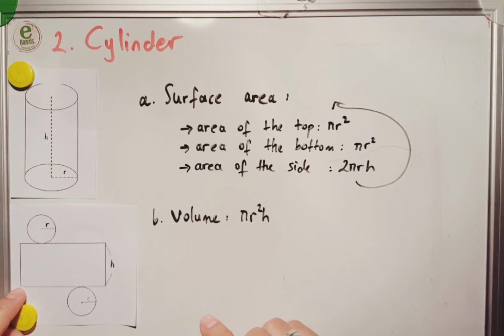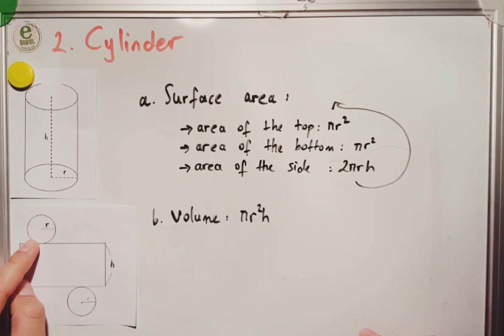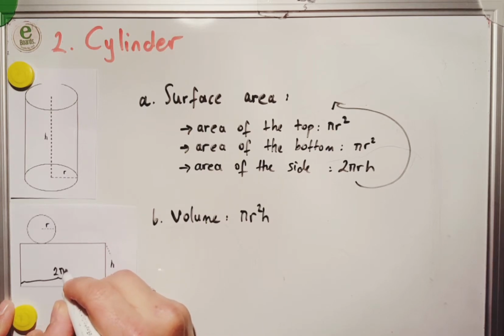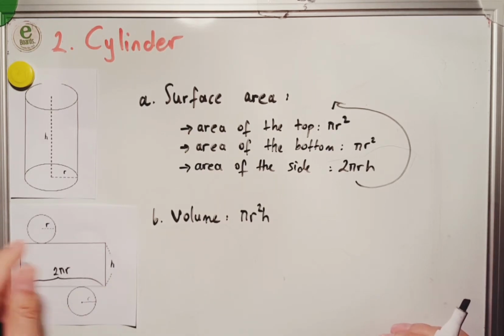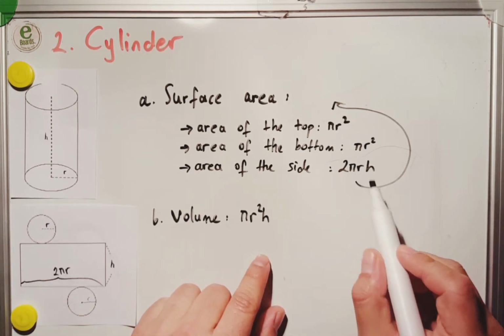So first we have to find the circumference of the circle. How can we find the circumference of the circle with given radius r? It's 2 pi r. So the length of the rectangle is 2 pi r. So to find the area of the rectangle, we will multiply length and height. So we will get 2 pi r h.